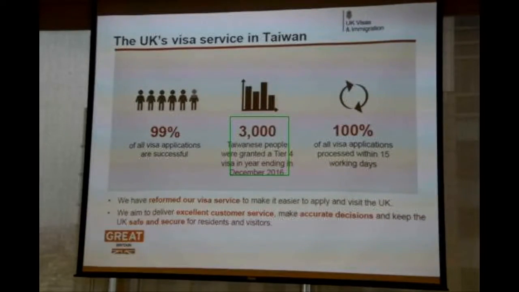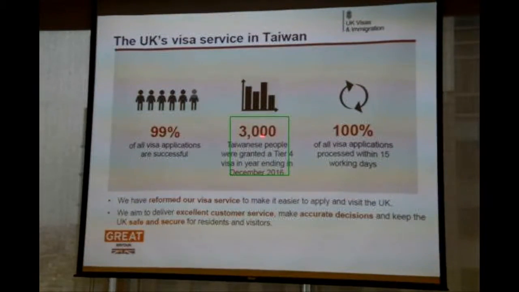So we have some statistics for you. 99% of all visa applications are successful for Tier 4 general students from Taiwan. The 1% that maybe aren't successful, possibly because of what we call a technical refusal. Maybe somebody's missed out a document, they haven't signed the application form. But as you can see, the figure, 99%, is a very, very positive figure.